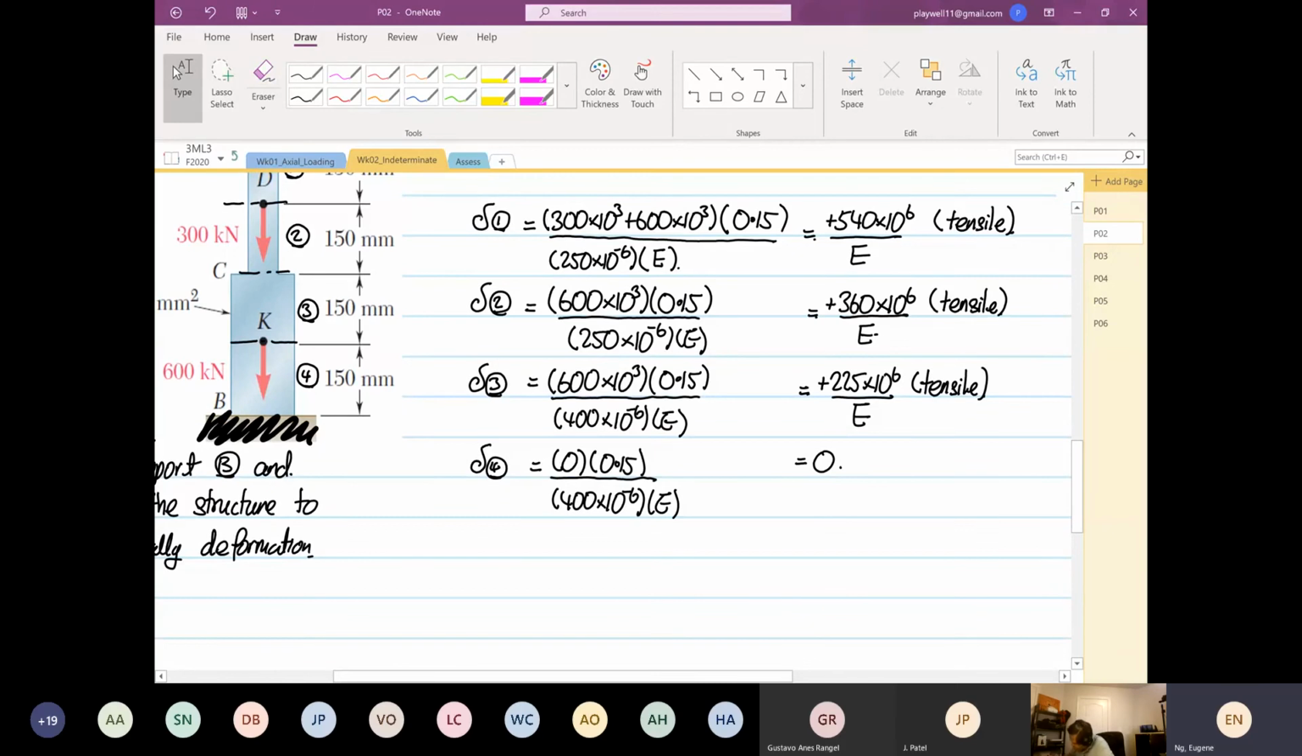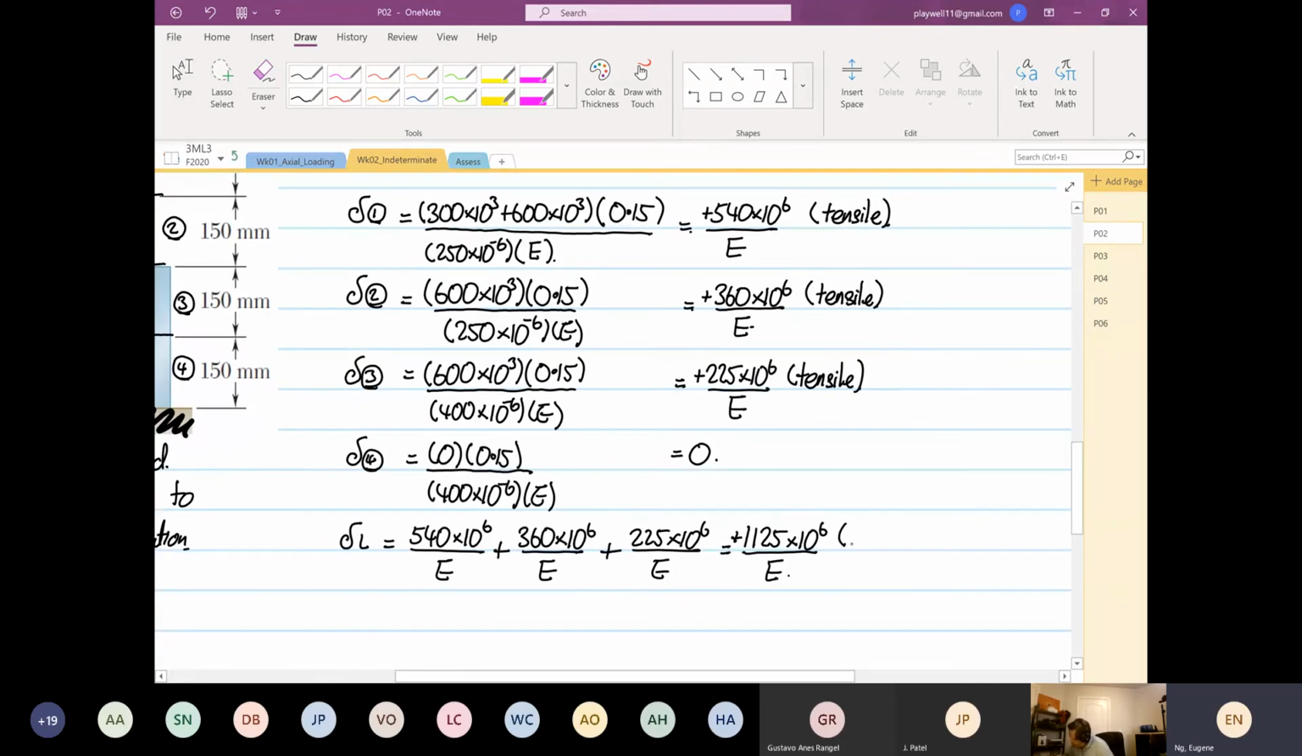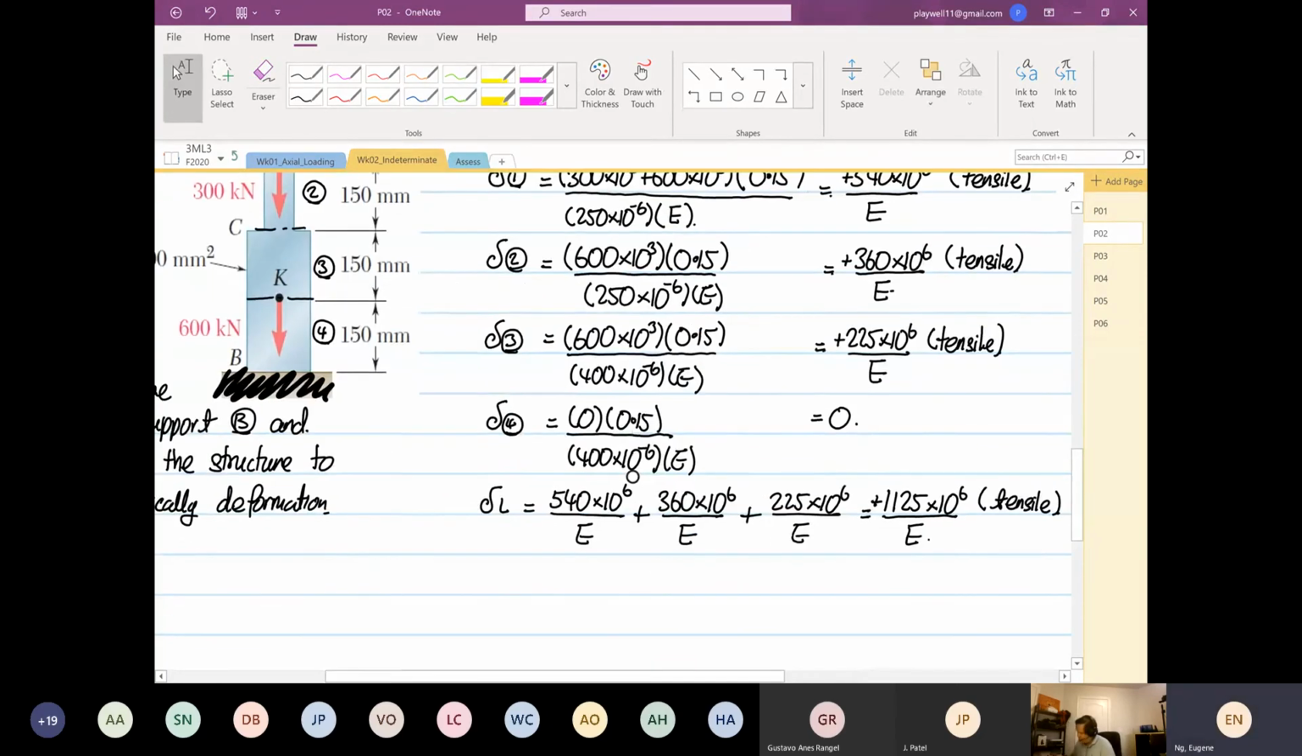So the deflection due to the load is equal to 540 times 10 to the power 6 divided by E, plus 360 times 10 to the power 6 divided by E, Young's modulus, plus 225 times 10 to the power 6 divided by Young's modulus. Okay, so 540 plus 360 plus 225 is equal to 1125 times 10 to the power 6 divided by Young's modulus E. Okay, so this is going to be positive. Positive means it's going to be in tensile. Okay. So this is step number 1.